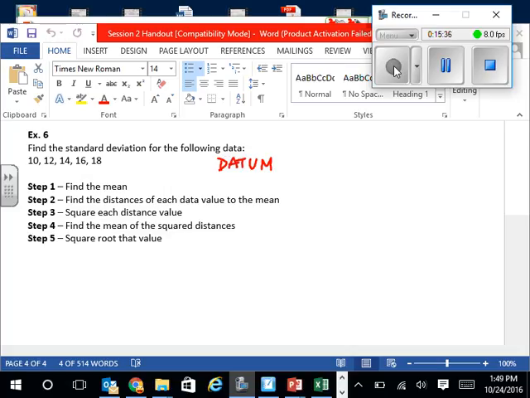Step two, find the distance of each data value to the mean. In math talk, that is, do a subtraction problem. How far am I away from Oswaldo? If he was at 1 and I was at 10, 10 minus 1, I'm 9 feet away from Oswaldo.